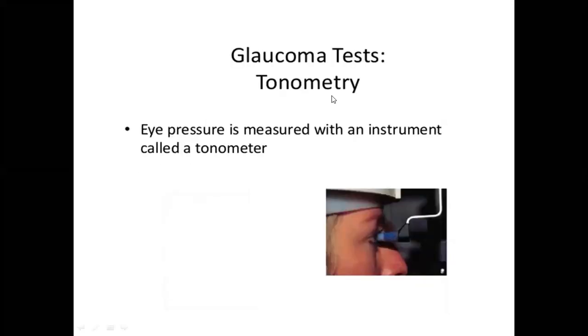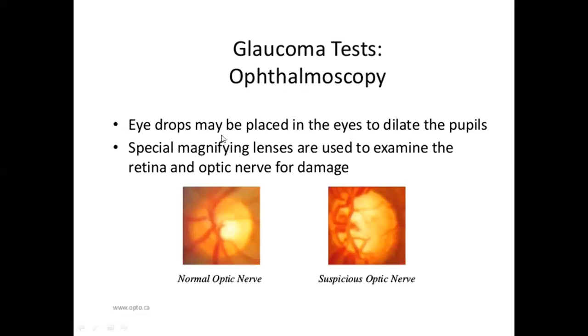So what is the instrument by which you check the increased intraocular pressure? Eye pressure is measured with an instrument called a tonometer. So this is a tonometer by which you check the intraocular pressure. Then ophthalmoscopy. And what is ophthalmoscopy? It is the way by which we can check the retina and optic nerve.